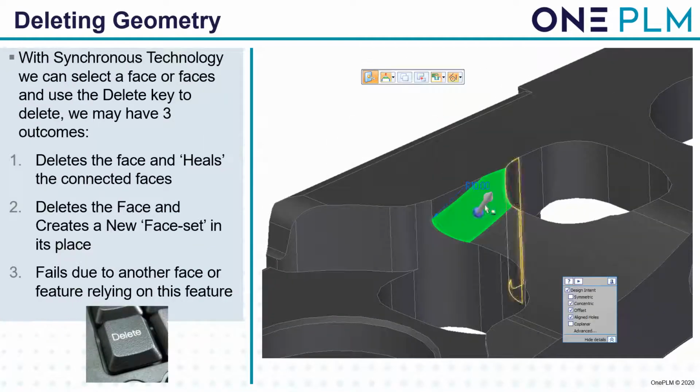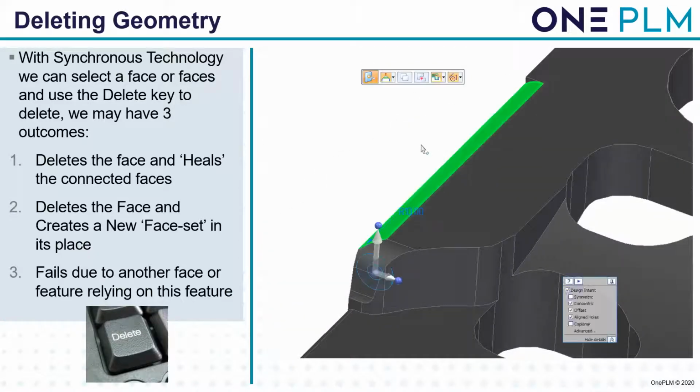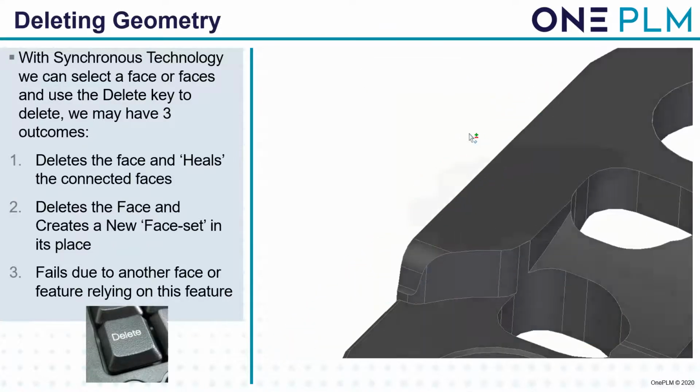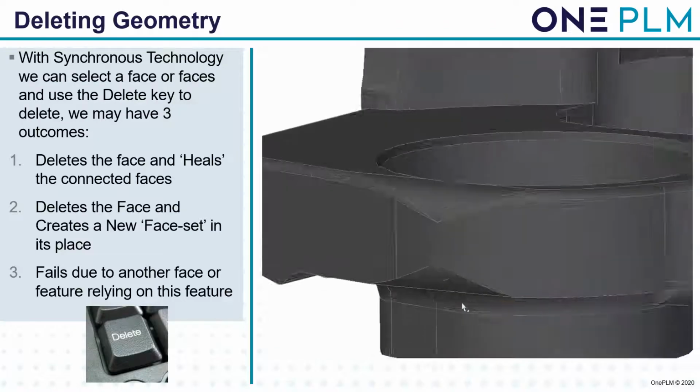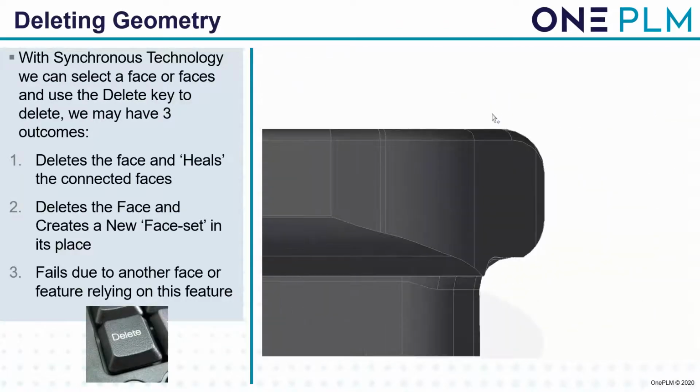Deleting geometry. This is something that people quite often overlook. This is a big strength in Synchronous. If you're doing it in order, you'd have to select the geometry that you want. Do you want to heal it? Where do you want it to delete to? So with Synchronous Technology, we can select a face or multiple faces and use the delete key to delete.